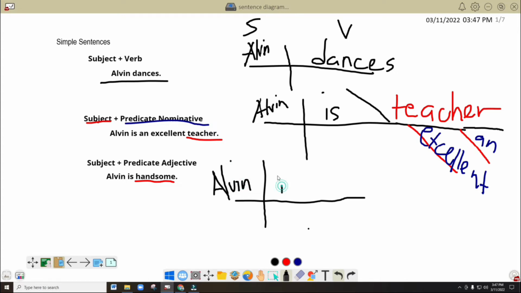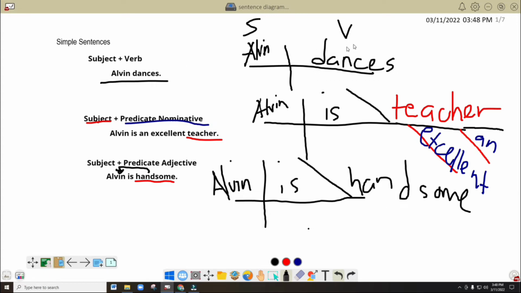Then the verb is. Similarly, we have to use the diagonal line here, since this one is pertaining to the subject. The predicate adjective is describing the subject, so we have to put a diagonal line here. Okay, another diagonal line there for you. Amazing, right? Again, a diagonal line, then we put here the word "handsome". As simple as that.